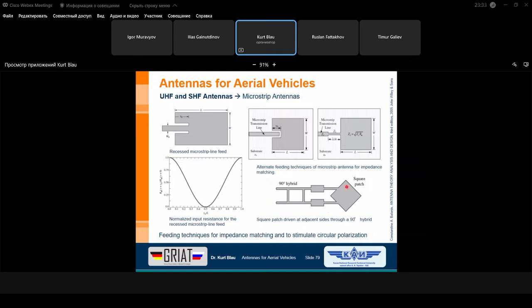And so we have a different rotation of the E field vector rotated by this square patch.